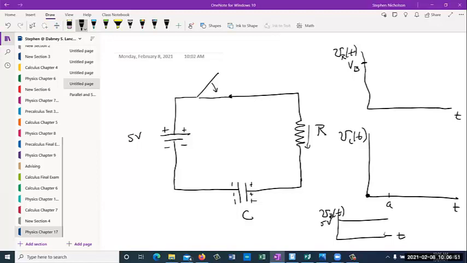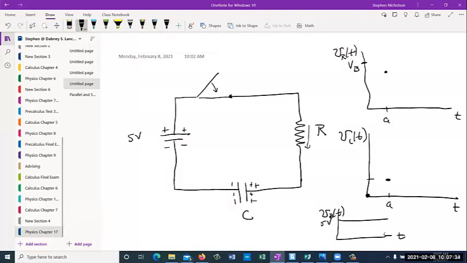Now, because there is charge on either plate, there is now a voltage. There's a voltage across the capacitor because there's a charge difference across the capacitor. Because now there's a voltage across the capacitor, the voltage drop across the resistor has to be less, because the voltage drop across the resistor plus the voltage drop across the capacitor has to equal 5 volts. So you have that at time A, the voltage drop across the resistor is less.